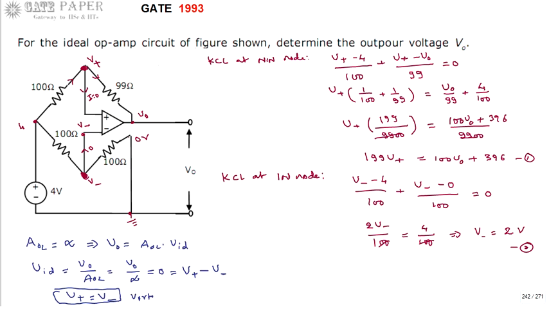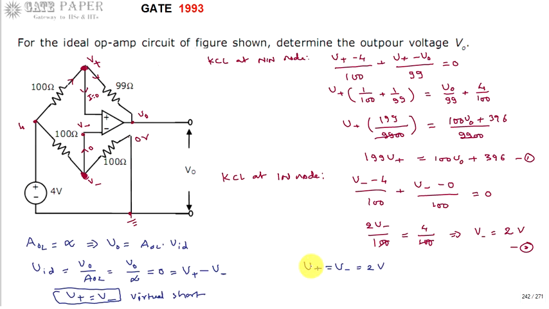This concept is called virtual short. The virtual short concept is always valid for an ideal op-amp, or for a practical op-amp with infinite open loop gain. These are the two cases where we can follow the virtual short, that is, the voltages at both terminals are exactly the same. Since it is given as an ideal op-amp, definitely you can go for V plus is equal to V minus is equal to 2 volts.